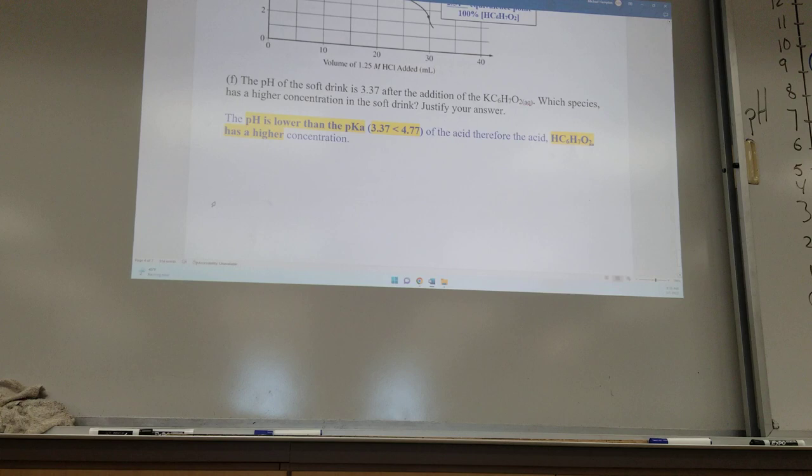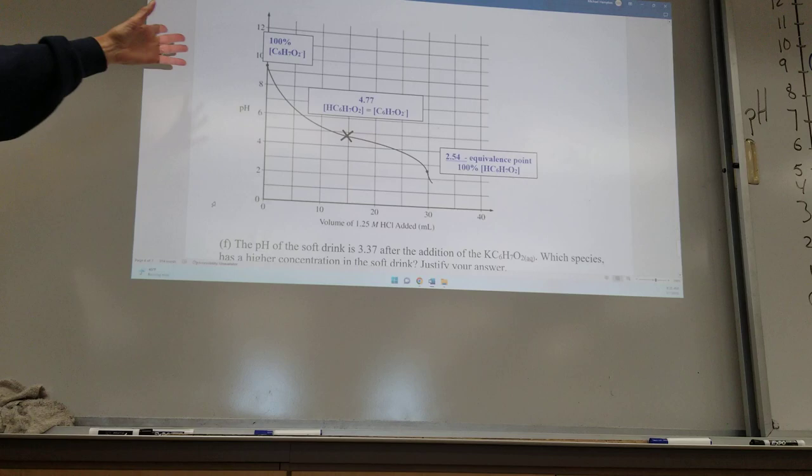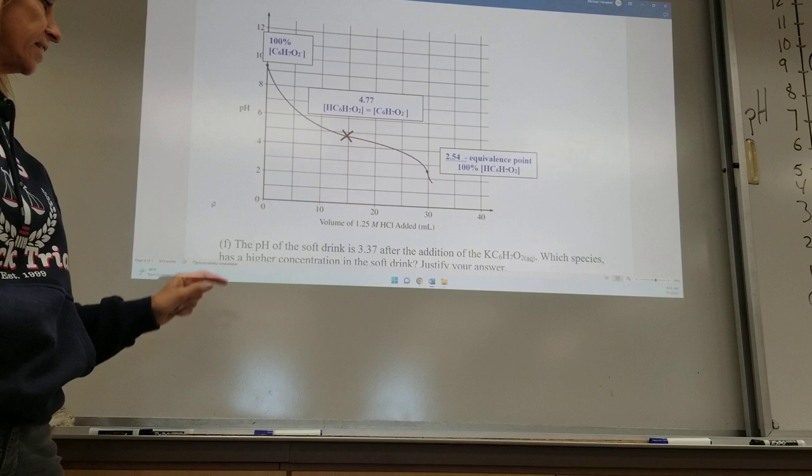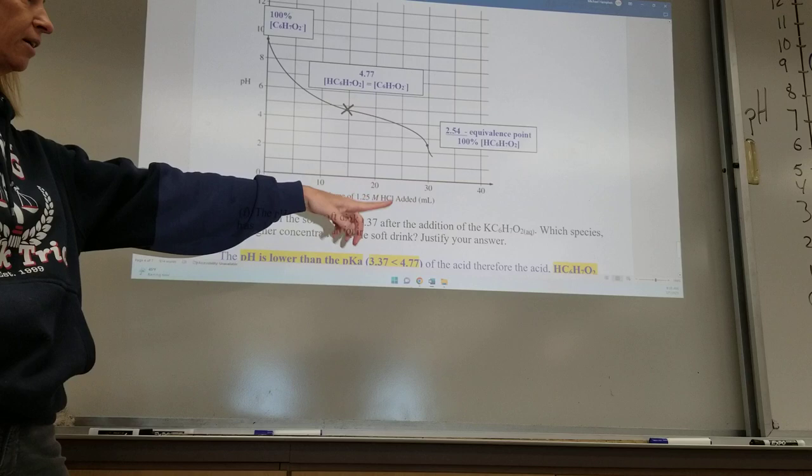The pH of soft drink. Now, this is titrating this, is this sorbate? This is sorbate, this is sorbic acid. They're titrating sorbate to form sorbic acid. If the sorbate to sorbic acid is 50-50, it's 4.77. Now, the soft drink has a pH of 3.37 when you add sorbate. Which species is higher in concentration?